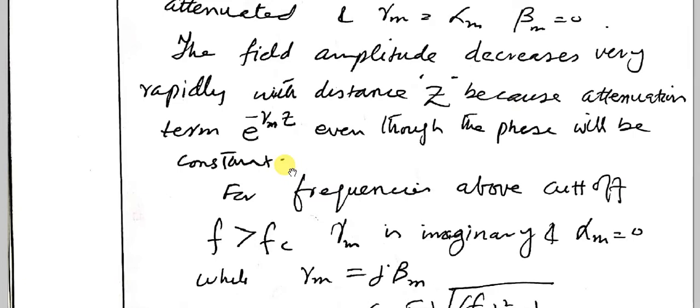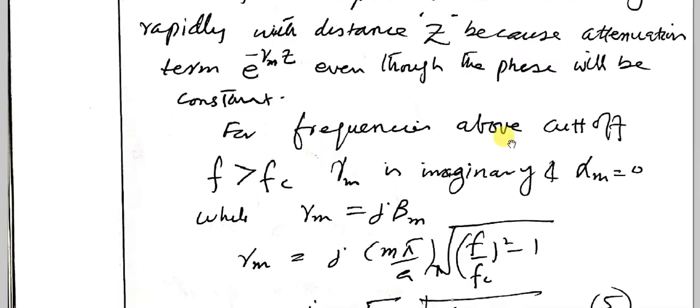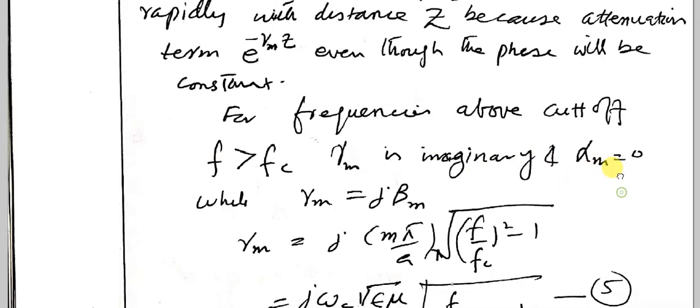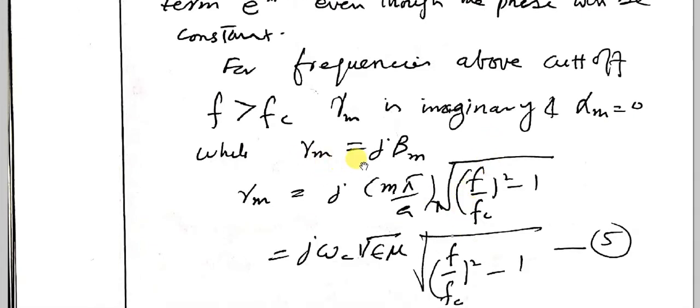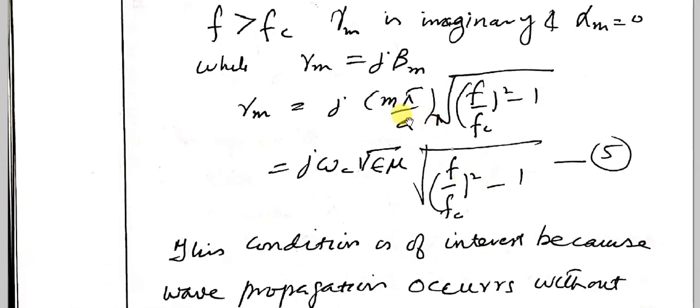Now for frequencies above cutoff, when f is greater than fc, gamma m is imaginary, and obviously alpha m, the real part, is equal to 0. This whole thing is imaginary. So gamma m is equal to j beta m, which is j times m pi over a square root of (f over fc) squared minus 1. Or again rearranging, we get j omega c epsilon mu square root of (f over fc) squared minus 1.